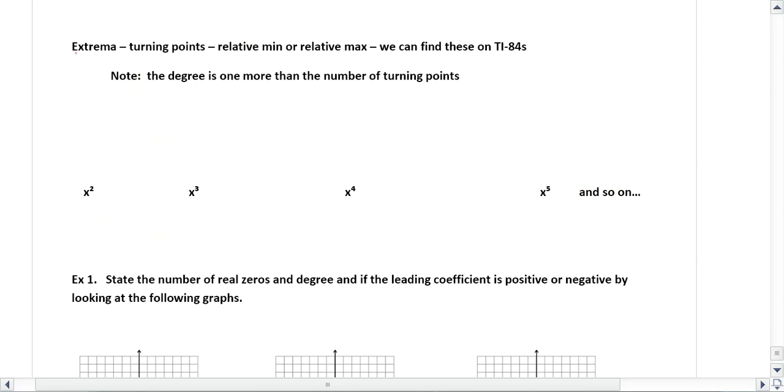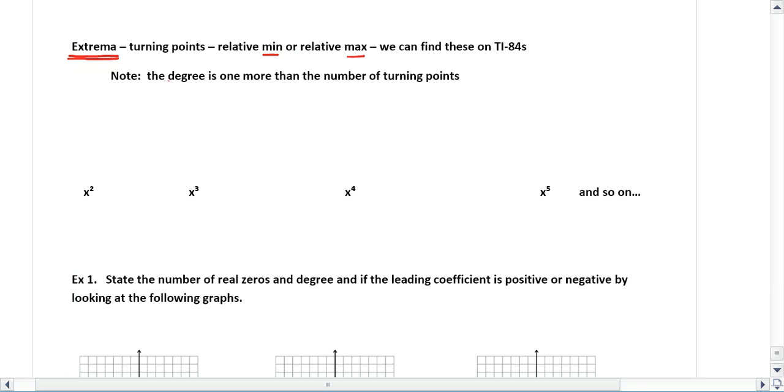Next word to define is extrema, and it's the plural for one extreme, two extrema. It just means turning points. Your calculator refers to these as mins or maxes, and now you can see that sometimes a graph can have more than one max, and that's why you have to do left bound and right bound in the calculators to tell it which one you want.